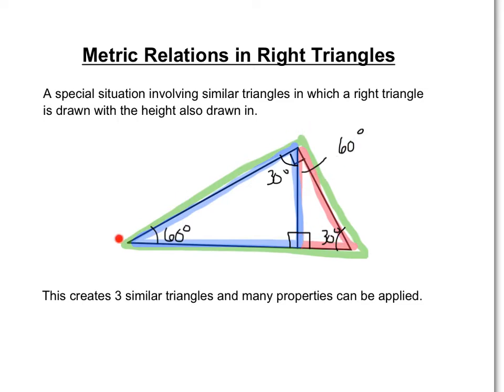And then the big green triangle also has 60, this angle in here is 90, and 30. So they all have the same angles in the triangle, so that means all three triangles are similar. And since we have three sets of similar triangles, there's many special properties that can be applied, and this is where our formulas are going to be coming from.